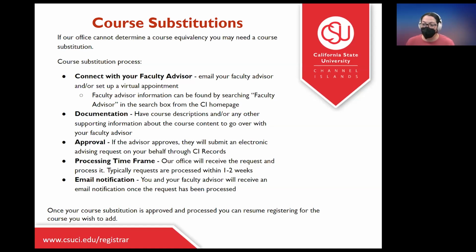If your advisor approves, they will submit an electronic request through our online advisor system. Once we get the approval, it typically takes 1 to 2 weeks for our office to process it, maybe faster. Then you'll get an email notification once it's complete. Once it's approved and processed, you can resume registering for any course that may require that course substitution.